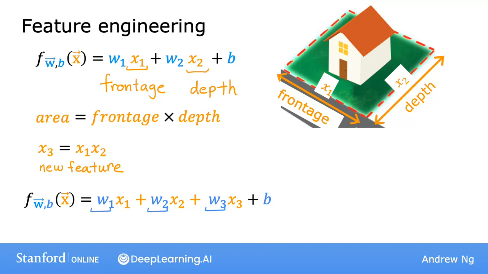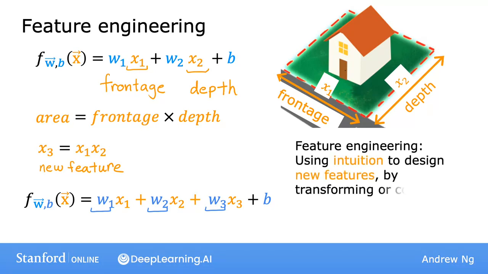What we just did, creating a new feature, is an example of what's called feature engineering, in which you might use your knowledge or intuition about the problem to design new features, usually by transforming or combining the original features of the problem in order to make it easier for the learning algorithm to make accurate predictions. So depending on what insights you may have into the application, rather than just taking the features that you happen to have started off with, sometimes by defining new features, you might be able to get a much better model.